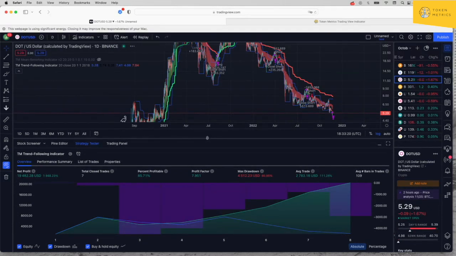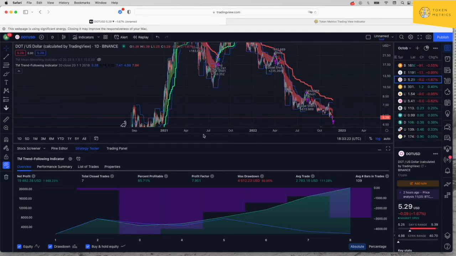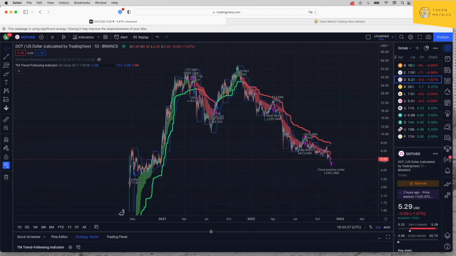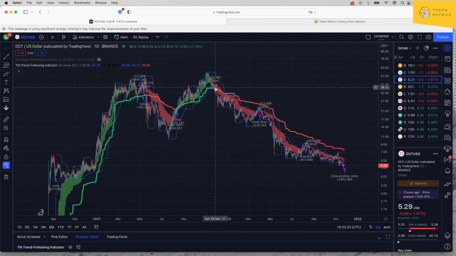So if we go through other examples really quickly, you can see, okay, this is for Polkadot, for example. Let's look at the chart first and then look at the signals. So as you can see for Polkadot, we had a short signal at 37, and then down there at 20, we closed the short but did not go long because we were not able to breach our long-term trend line.